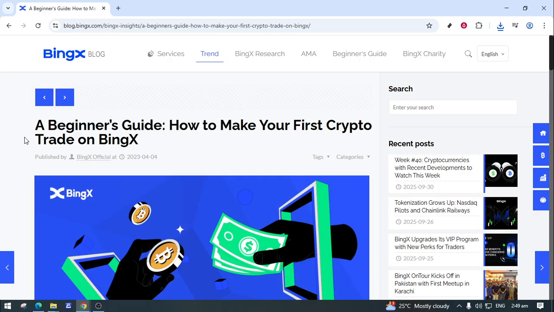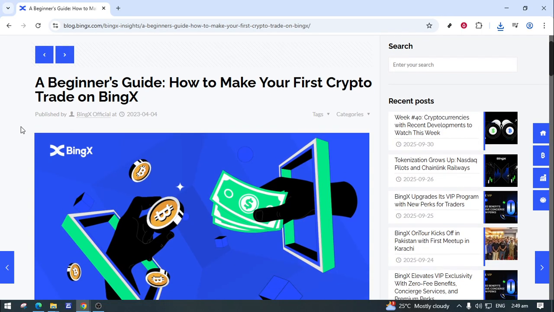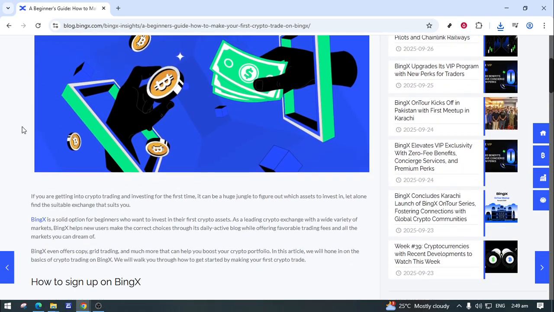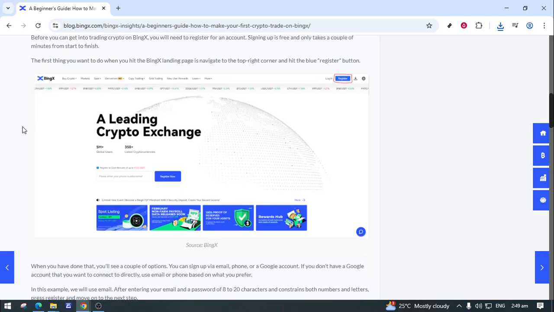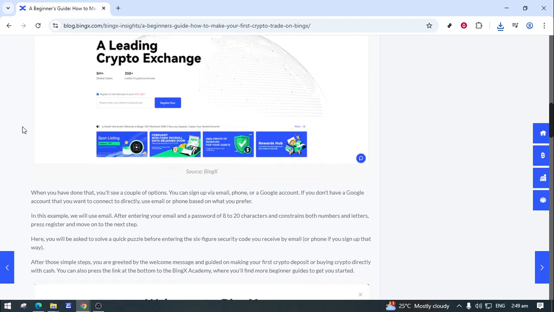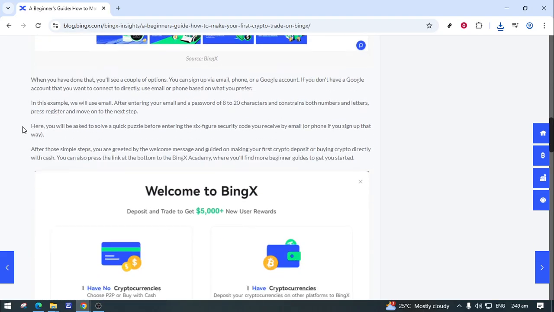Now let's move on to the next critical step, funding your account. Before you can start trading, you have to deposit funds into your BingX account. Navigate to the deposit section where you can find options to fund your account. Keep in mind that BingX supports a variety of funding methods, including bank transfers and cryptocurrency deposits, so choose the one that's most convenient for you. Make sure to double check all your transaction details before proceeding to avoid any hiccups.